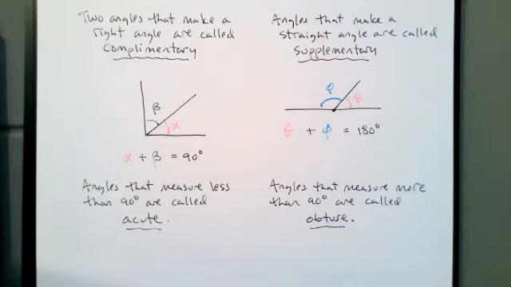So we're just getting some terminology down. Angles that make up a right angle are called complementary. Angles that make up a straight angle are called supplementary. If an angle is less than 90 degrees, we call it an acute angle. And angles that are more than 90 degrees, we call them obtuse angles.